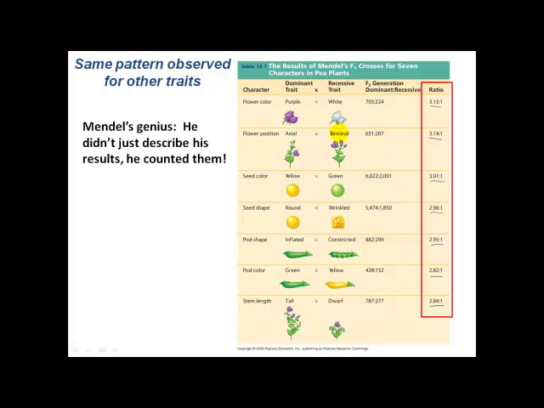And really, take a look at the numbers for how many different plants he scored with regard to these characteristics that he was studying. 705 plants that were purple flowered, 224 that were white flowered.